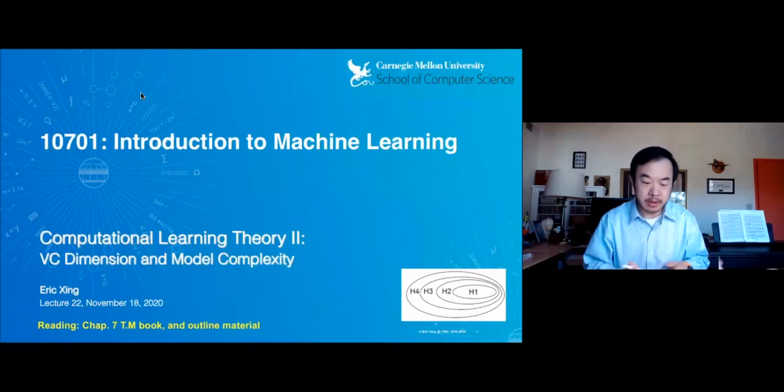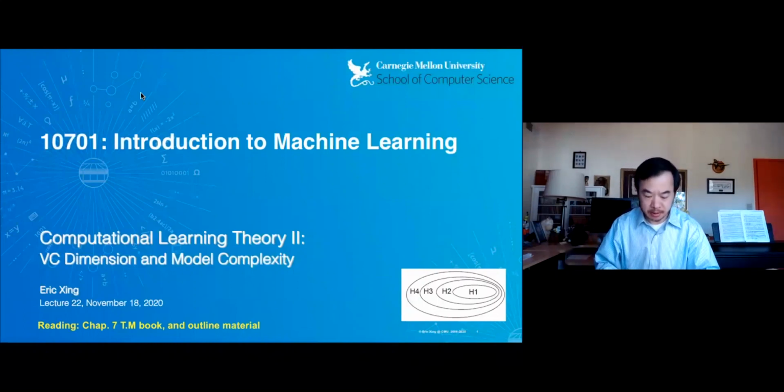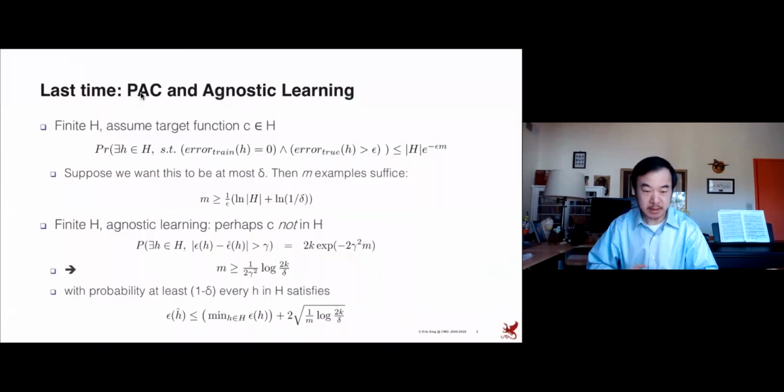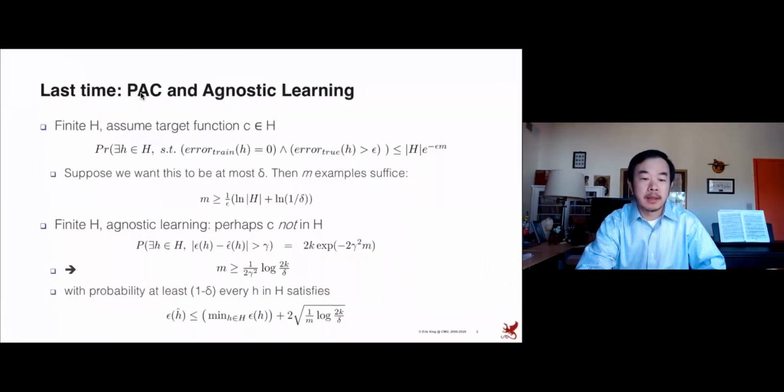So today we are going to continue the discussion on computational learning theory. Just a quick recap. On Monday, we went through two simple scenarios of learning theory. One is called PAC learning. The other is known as agnostic learning, right?